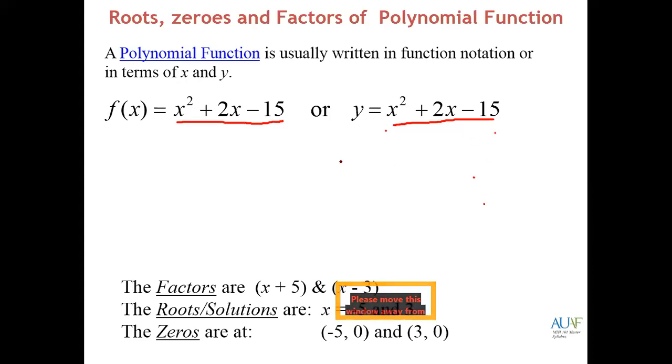So, factorization. If I write down, for example, x square plus 2x minus 15, can I factorize it like x square?